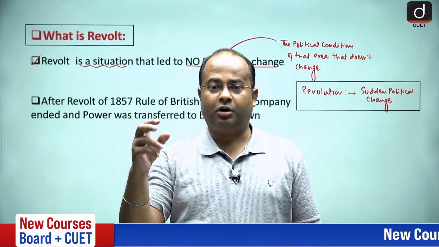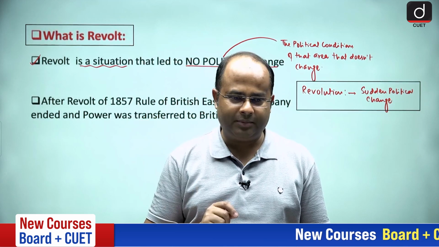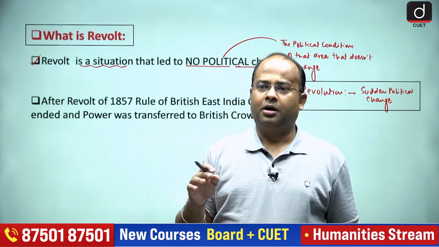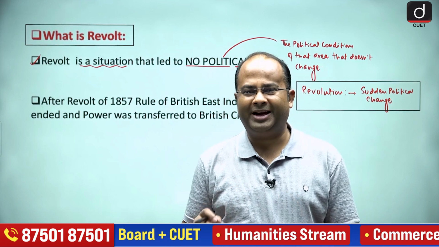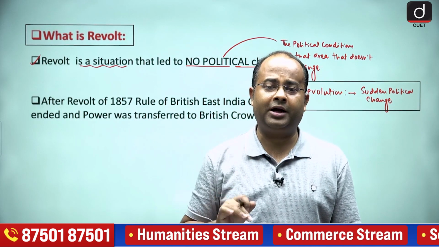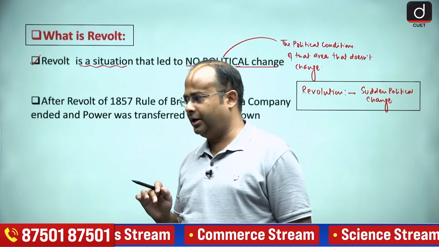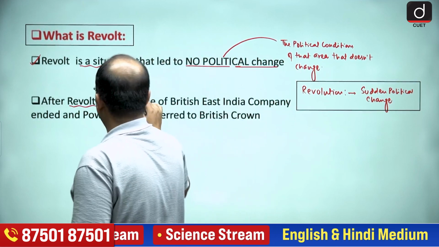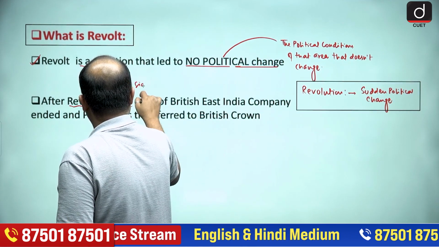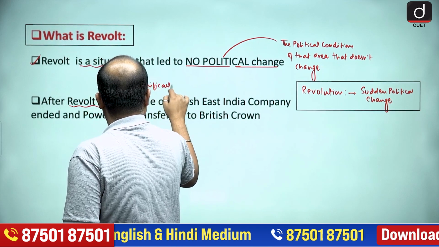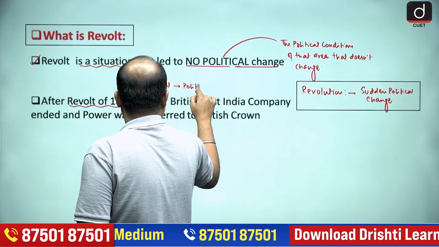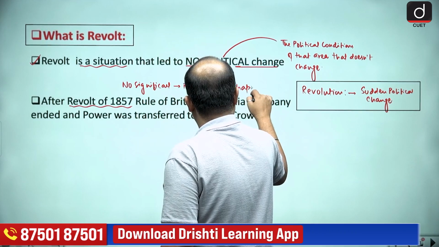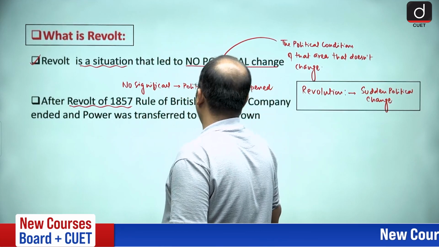Now guys, when I talk about the revolt of 1857, what does it mean? Simply it means that when the revolt of 1857 got completed, you will find that there was no significant political change that happened in India.